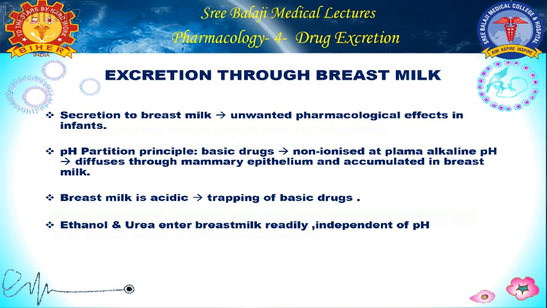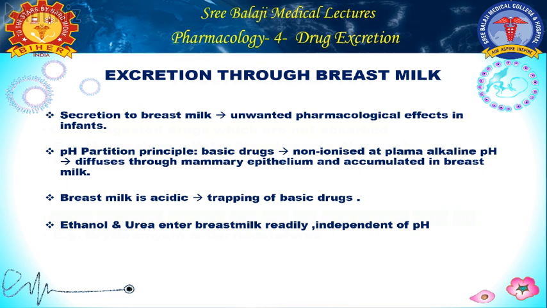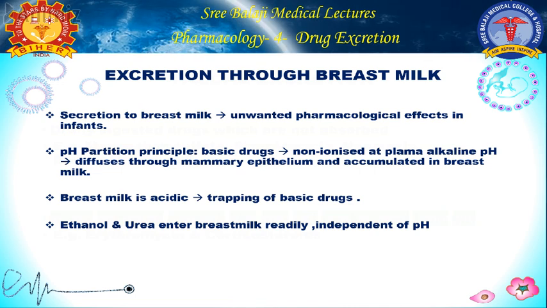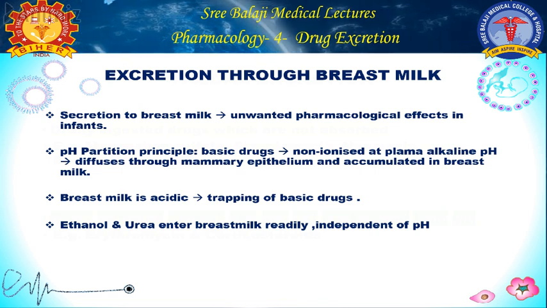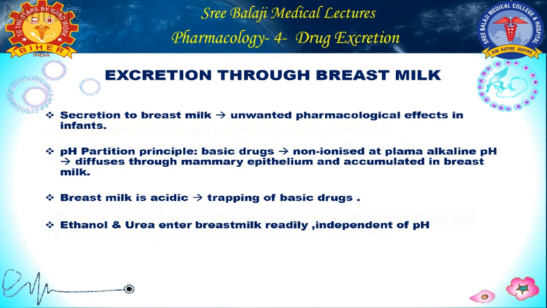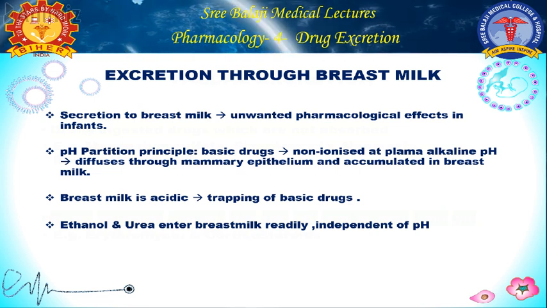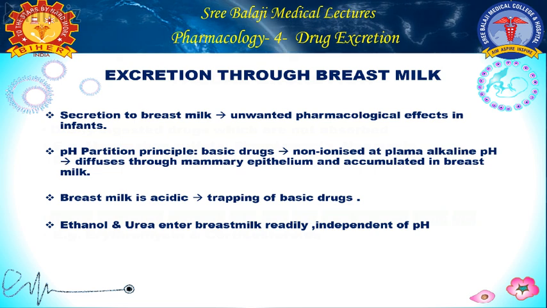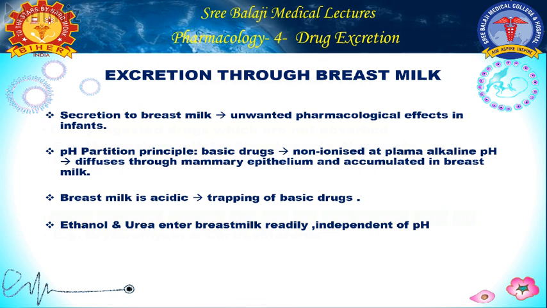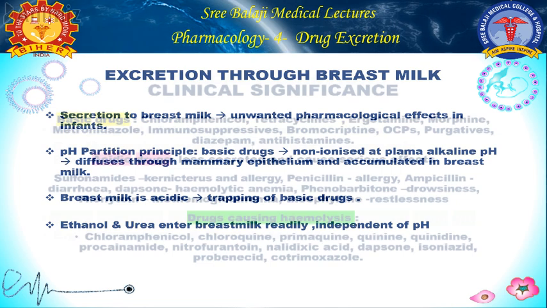Because it is acidic in nature, the basic drugs get trapped here. This is called ion trapping. Acidic drugs cross the barrier in an acidic environment and basic drugs cross the barrier in a basic environment, but the opposite cannot occur. When basic drugs enter the breast milk, they become ionized and cannot come back, so this will cause unwanted pharmacological effects in infants. Apart from this, ethanol and urea enter the breast milk readily, independent of pH.